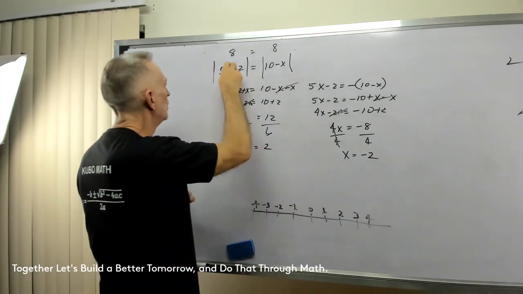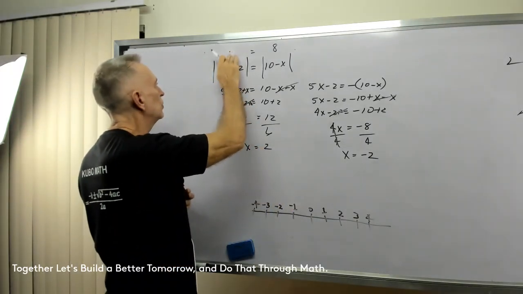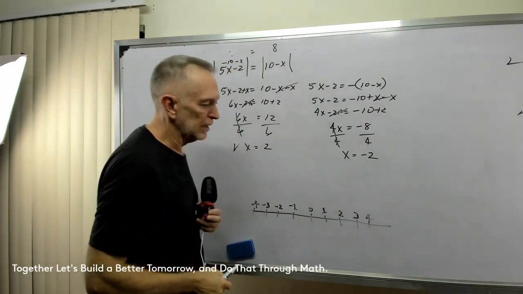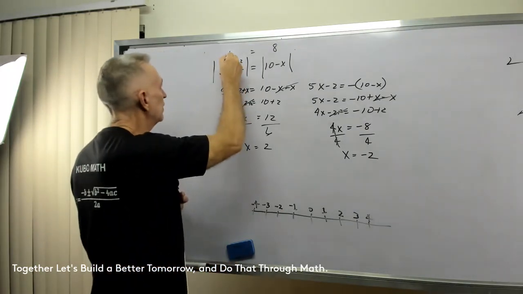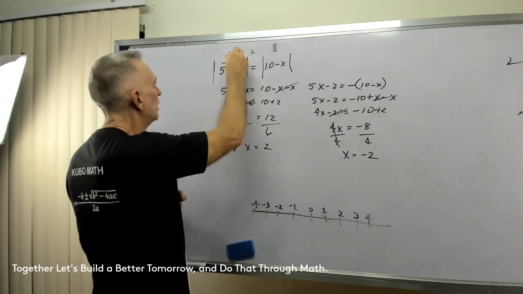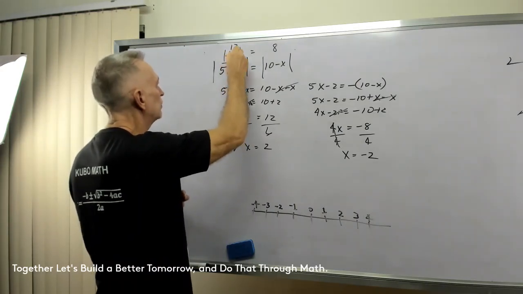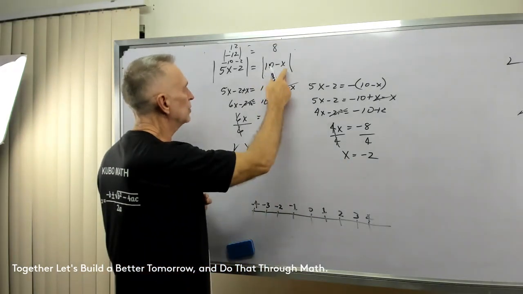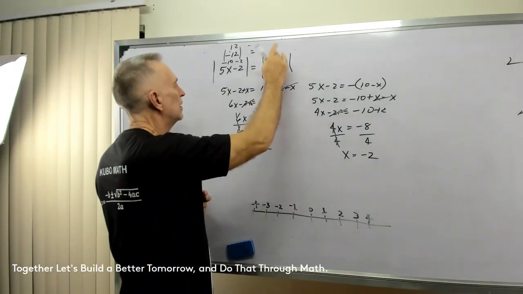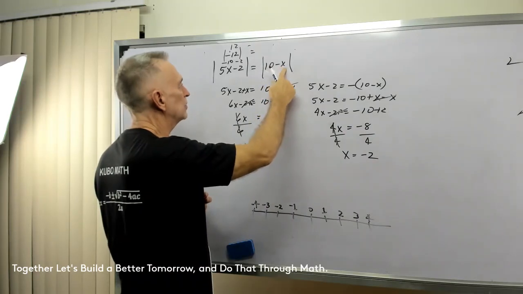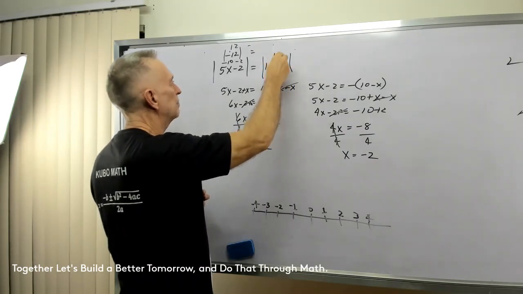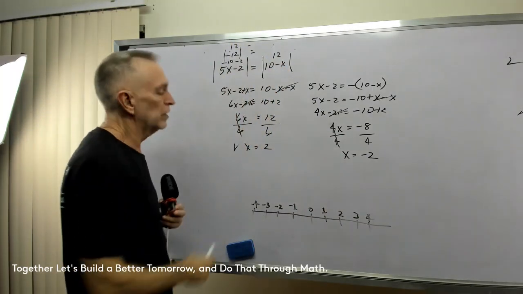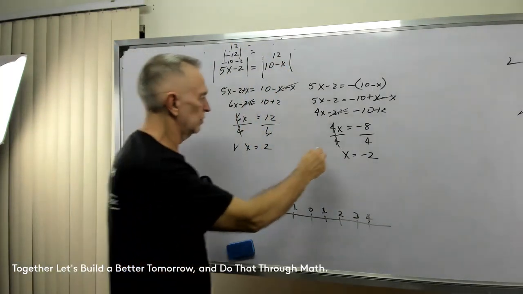Negative 2. 5 times negative 2 is a negative 10. Negative 10 minus a positive plus a negative, so that's negative 12. Absolute value of negative 12 is 12. And then 10 minus a negative 2, minus a negative is plus a positive, so that is 12. Absolute value of 12 is 12. So 12 equals 12. So that also is a solution.